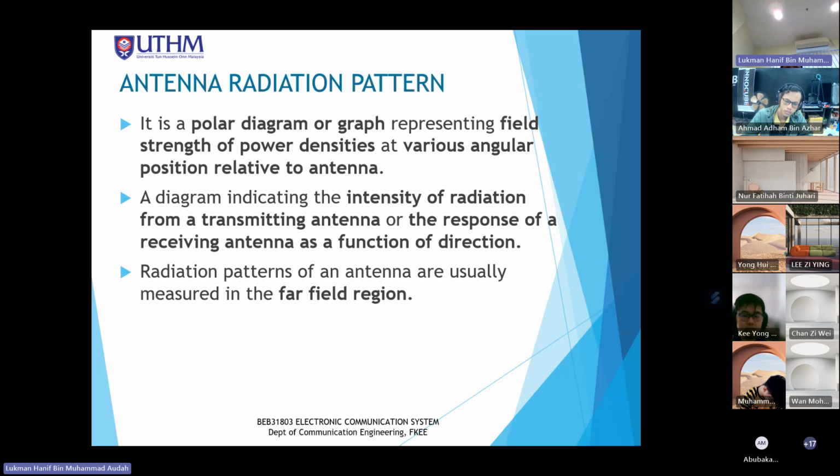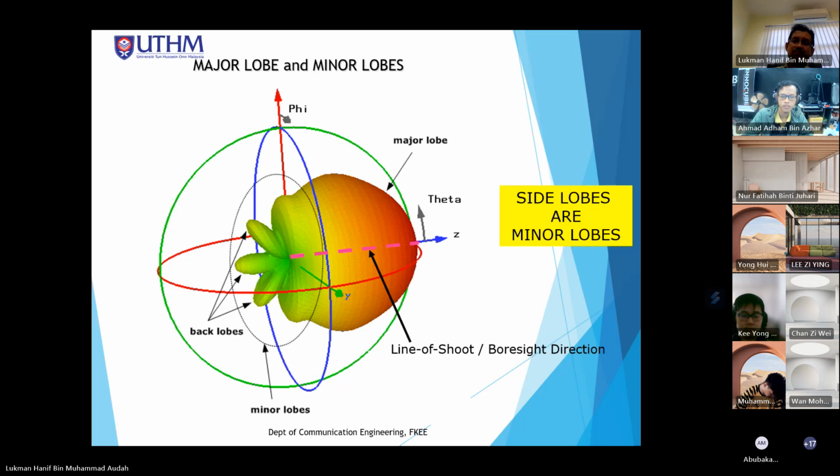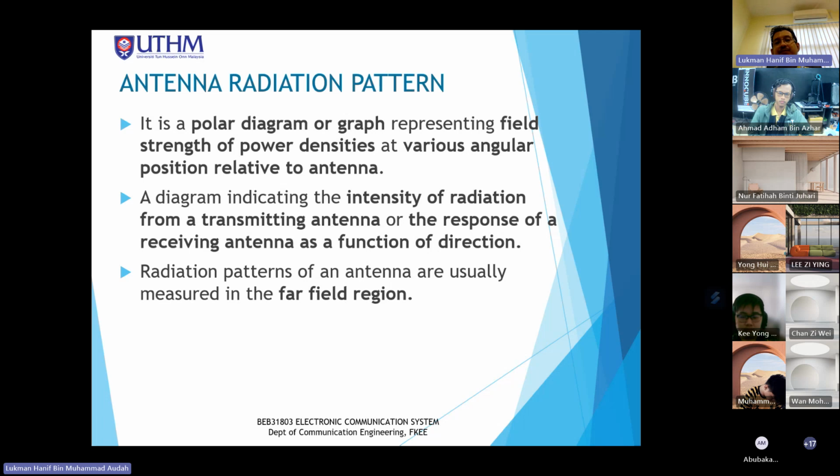Okay, so antenna radiation pattern. This is the 3D radiation pattern of the antenna. Normally when we design the antenna, among the important parameters, we want to see what we call the radiation pattern. The radiation pattern shows the direction of the wave and also the strength of the wave at a specific angle.